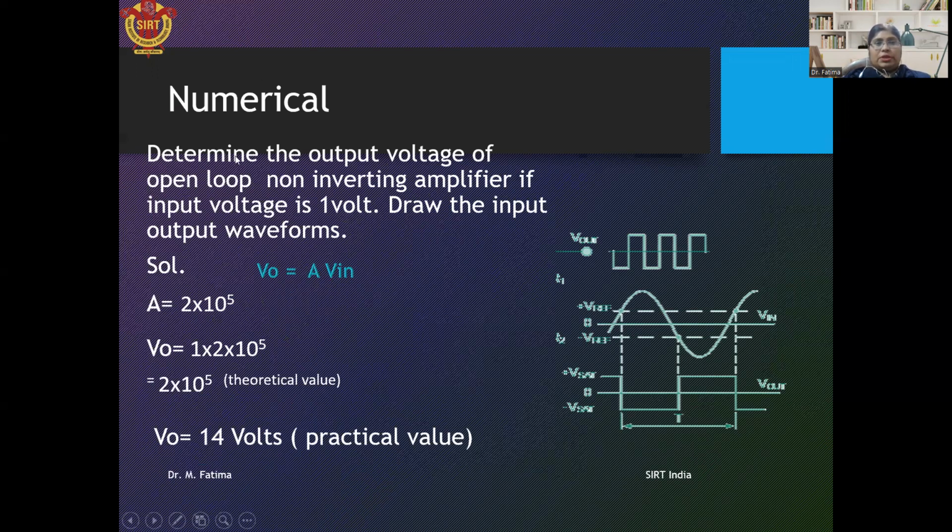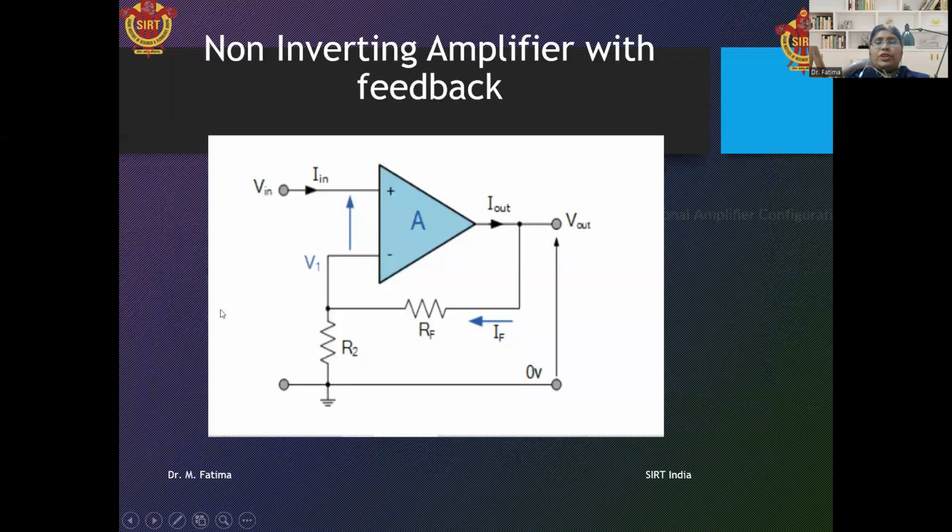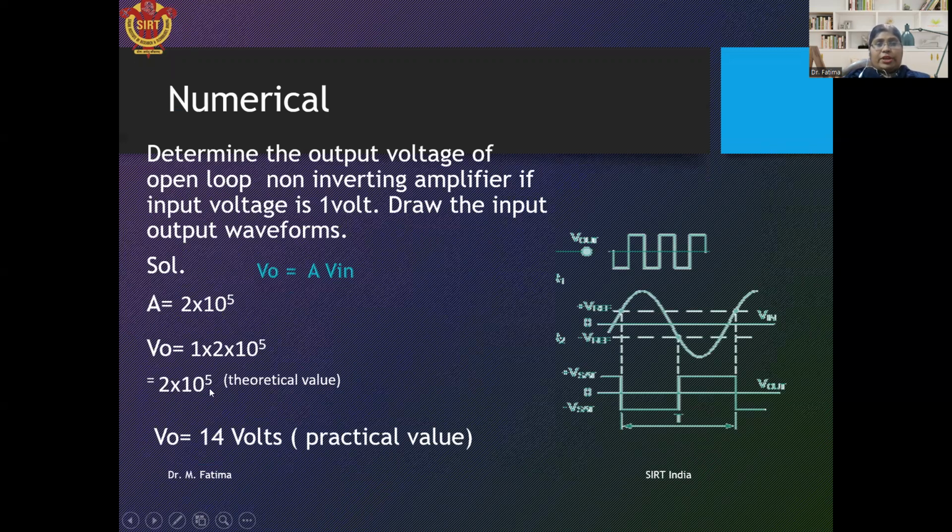Put these values here: 2 into 10 raised to 5 multiplied by 1. So this comes out to be 2 into 10 raised to 5 volts. This is a theoretical value. Actually, this is a very high voltage and it is not possible for the op-amp to produce it.